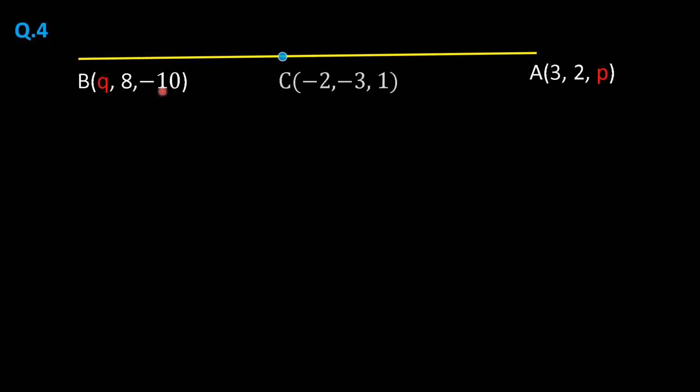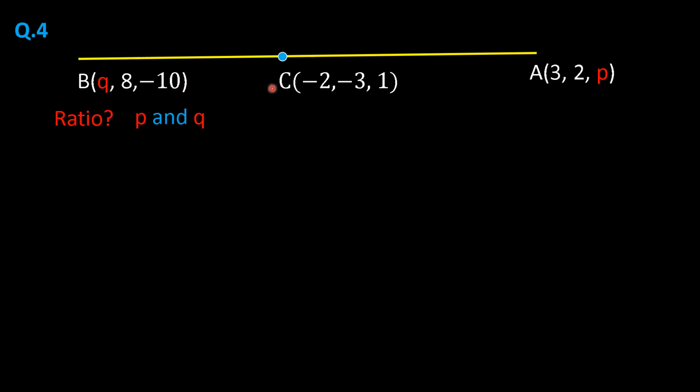If 3 points A(3, 2, P), B(Q, 8, minus 10) and C(minus 2, minus 3, 1) are collinear points, we have to find the ratio in which point C divides segment BA. We also have to find the values of P and Q.